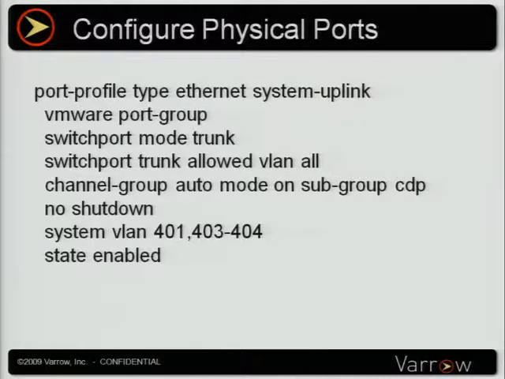System VLAN means anything destined for VLAN 401, 403, or 404, I'm going to send whether that switch is up or not. So when you roll an ESX host into the distributed switch, vCenter sends it some information. It's called opaque information or opaque data. It basically says, from this point forward, anything destined to these VLANs, send them no matter what.